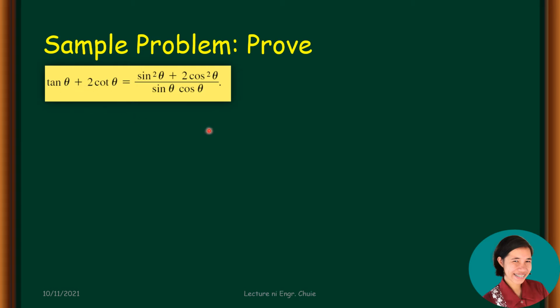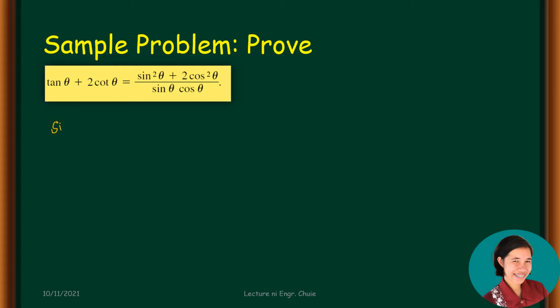Okay? So how are we going to do that? By following the guidelines, first just remember that it is better to start with the more complicated expression. Based on this equation, we can say that the right side is more complicated. We have sine squared theta plus 2 cosine squared theta over sine theta cosine theta. Now, can we prove that this expression equals this one? So let's start with the right side. Our goal is for the right side to become similar to the left side.